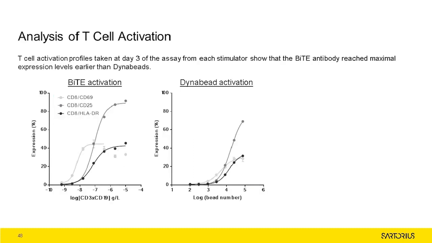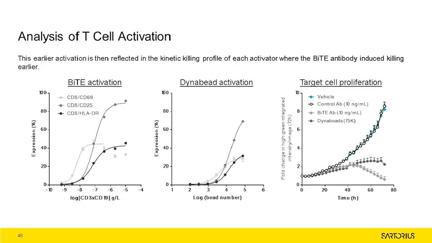T-cell activation markers were also assayed, which show both activators were capable of producing a response. The BiTE antibody appeared to produce better defined activation curves for all three markers when compared to Dynabeads, potentially suggesting that at the 72-hour time point, T-cell activation may have advanced faster with the BiTE antibody. This theory is supported by the kinetic data from the IncuCyte, showing that killing with the BiTE also occurred at a faster rate when compared to the Dynabeads.